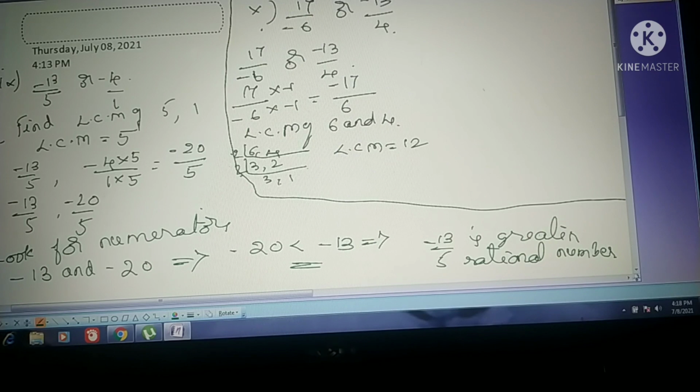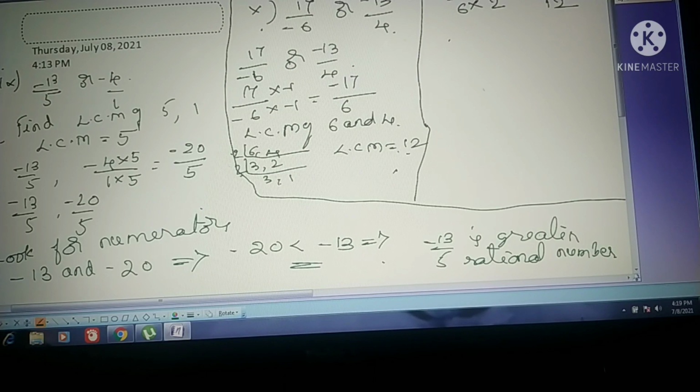Now convert each and every denominator into equal LCM denominator. So what happens here? Now see, minus 17 by 6 we have to convert into LCM 12. So how much we have to multiply here? With 2. It will be converted into LCM denominator, that is 12, right? So what happens here? Minus 34 by 12.